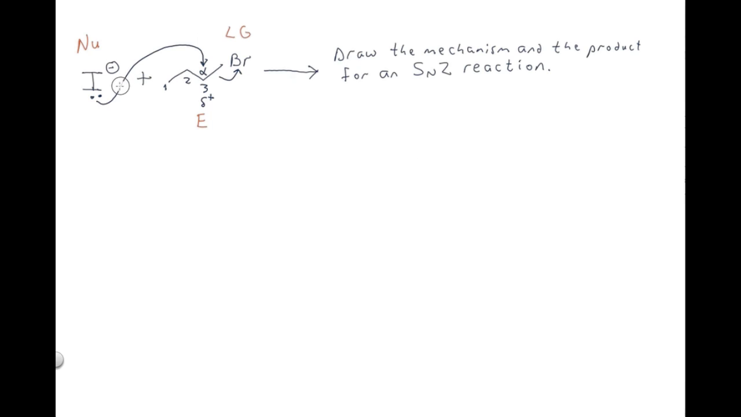Does this arrow tell us to erase a bond or draw a bond or both? I hope it's intuitive that this arrow tells us to draw a bond between the iodide and carbon-3.